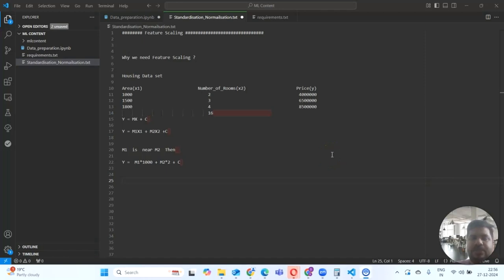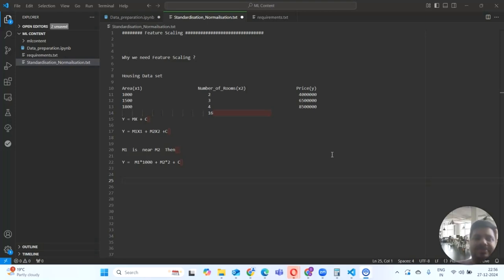Hello everyone. So today we will learn a very important topic of our machine learning journey, that is called feature scaling. Before we go into the hands-on coding using scikit-learn or PyTorch, the overall machine learning coding practices, let's discuss why we need feature scaling.